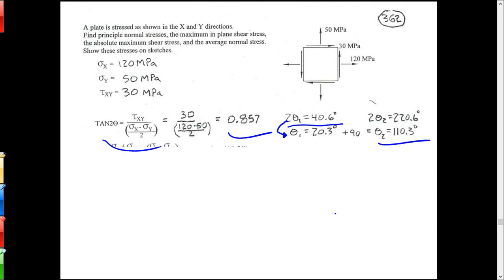At 90, we get 110.3. That's the other principal angle. Double that so we know what to plug into the formula. That's 220.6. So I always do that, okay? Do that tangent 2 theta formula, find 2 theta 1, halve it to get theta 1, add 90 to get theta 2, and double that to get 2 theta 2, okay? Those are the angles I'm going to work with. The 2 theta angles are the ones I plug into the formula. The single theta angles are what I would use on a sketch, okay? Those are the real angles, the single theta formulas.